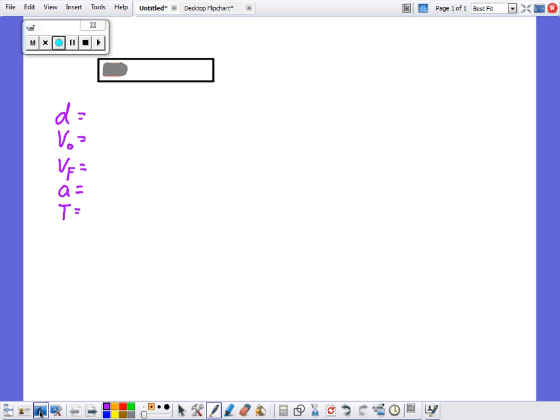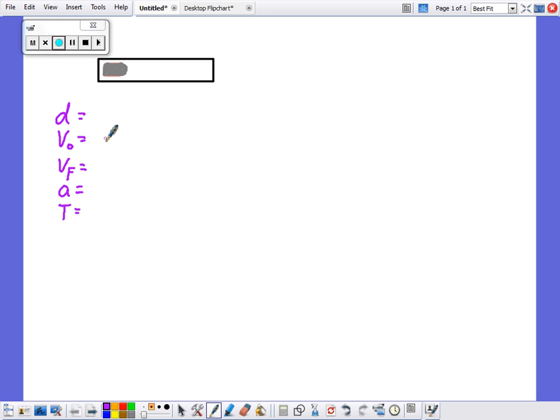I already have the problem drawn, so you can see the gun and the bullet right here. And I've written down my list of 5 things, which you should always do when solving a kinematics problem. From here, what we need to do is write down the things that we know.